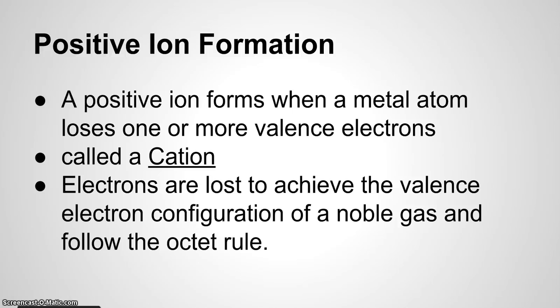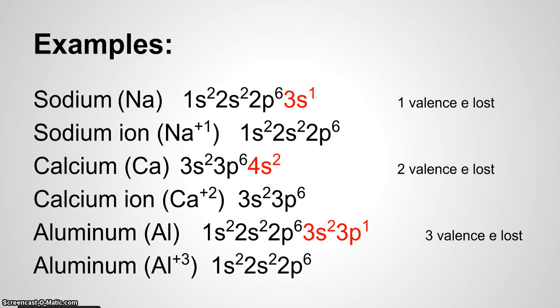All right, positive ions. They form when a metal atom loses one or more valence electrons. We call positive ions cations. And the electrons are lost in order to achieve the valence electron configuration of a noble gas and to follow the octet rule. So let's look at some examples.